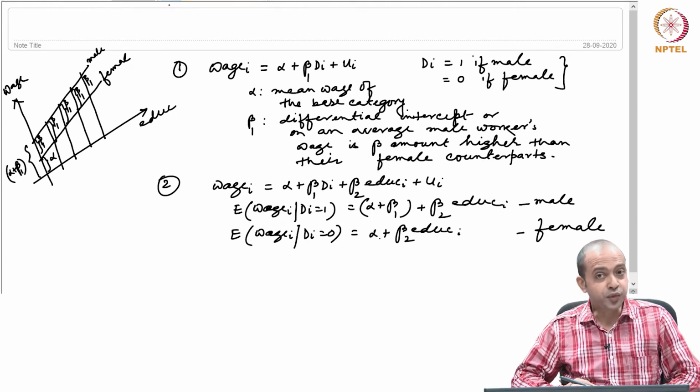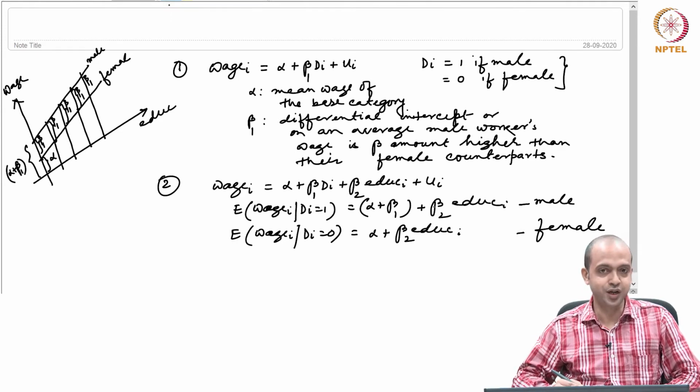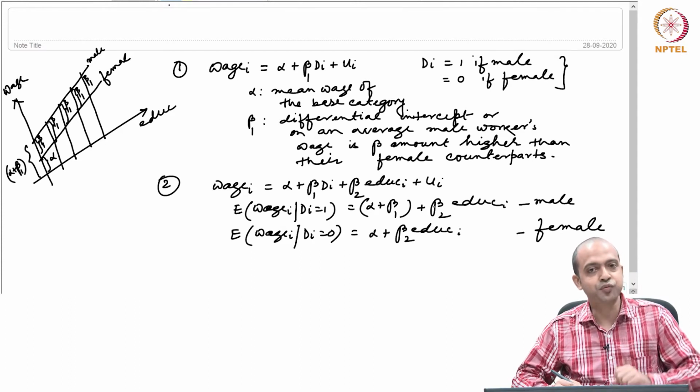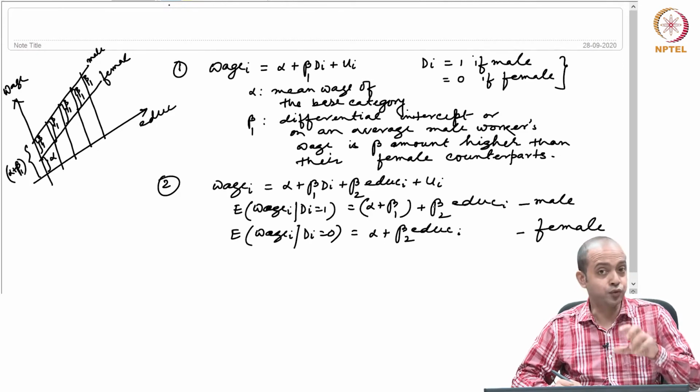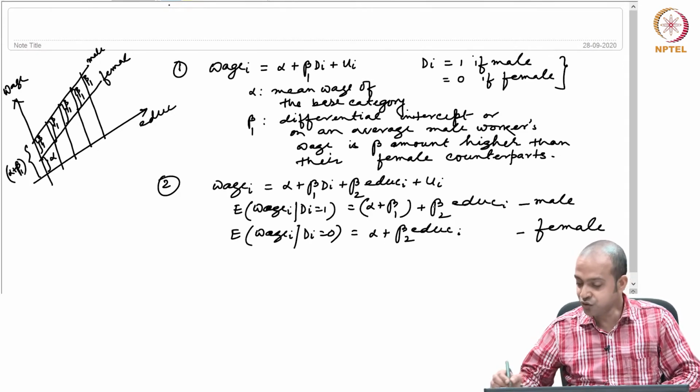So, both male and female workers will enjoy beta 2 amount of increment in their wage if they go for 1 extra year of education, since both male and female workers' wage functions have the same slope, beta 2. Beta 2 is the slope, that is the assumption. If we relax this assumption, then we will get our third case.